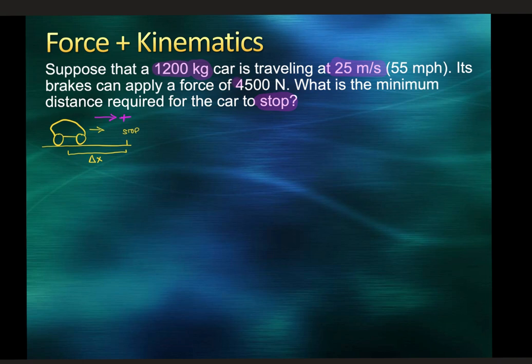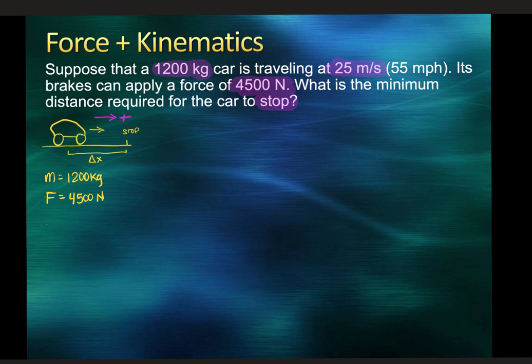So now the brakes themselves are going to apply that force. So I have a hodgepodge of different variables here, right? I've got all kinds of stuff. For example, I have a mass. I know that is 1,200 kilograms. I have some kind of force. That force of braking is going to be 4,500 newtons. And then I also have these velocities.